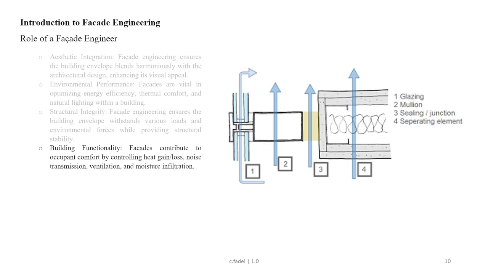By effectively managing this moisture, the facade helps prevent issues such as mold growth, dampness, and degradation of building materials. So this will ensure a dry and comfortable indoor environment. Because if you have molds inside the building, it will increase the risk of respiratory problems and also, of course, affect the structural integrity of the building.